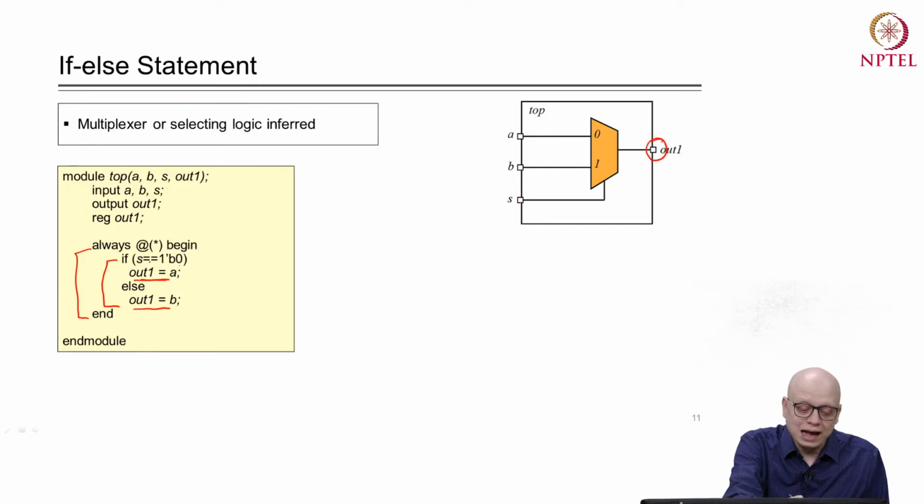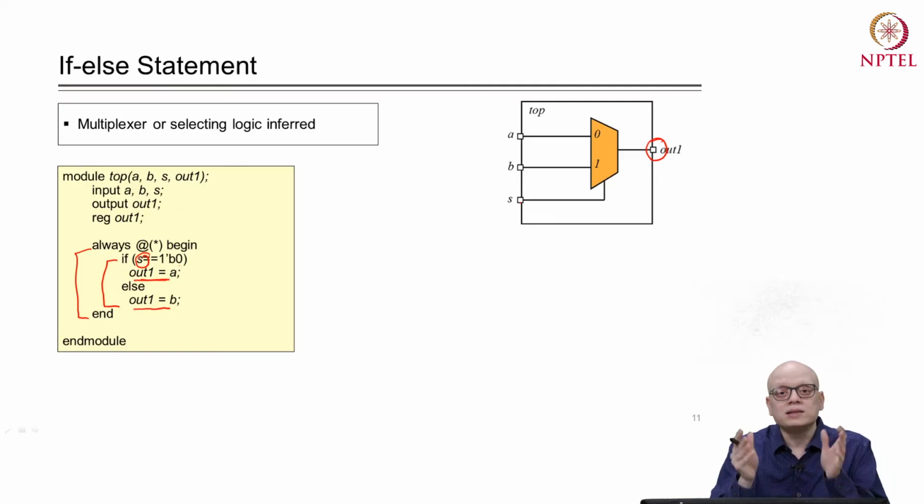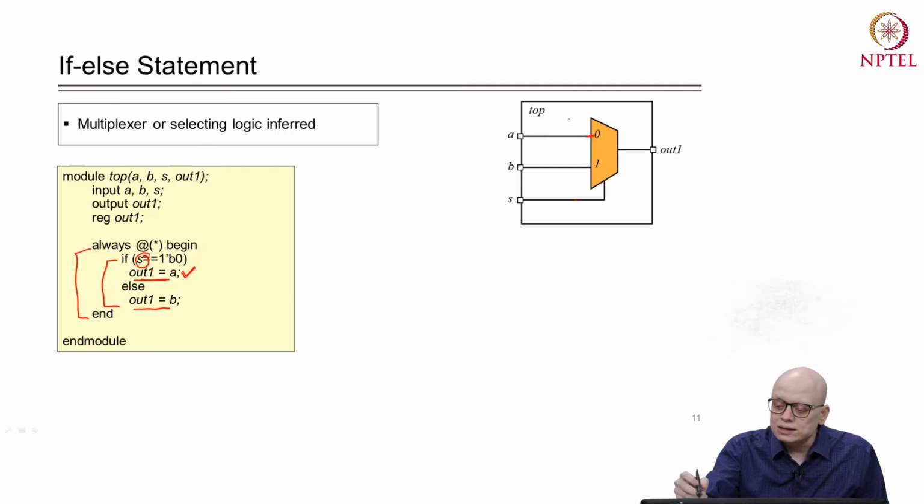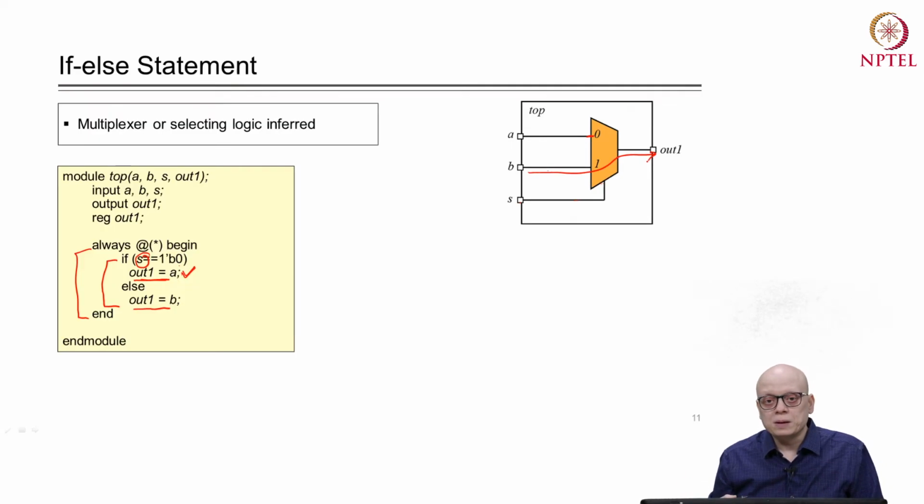On the select line we will have S. Why will we have S? Because it is coming in the if condition. So here we have the select line, and when the select line takes a value of 0, then A is driven to the out1 port, as represented in this RTL code. And if S takes a value of 1, then B will be driven to the output port. So this is how an if else kind of RTL construct will be synthesized by the RTL synthesis tool.